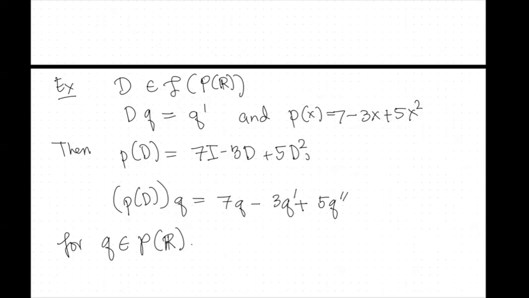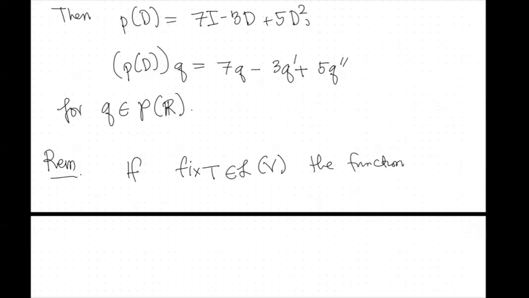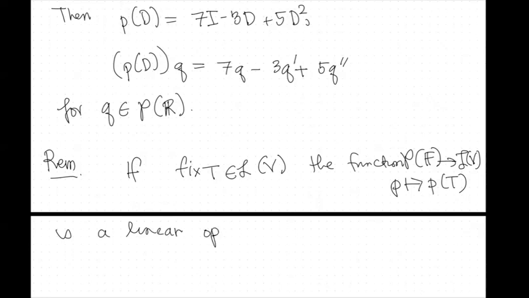So, remark: if we fix the operator T as a linear operator, then the function from the polynomial ring to the set of linear operators given by p mapping to p(T) is a linear map.